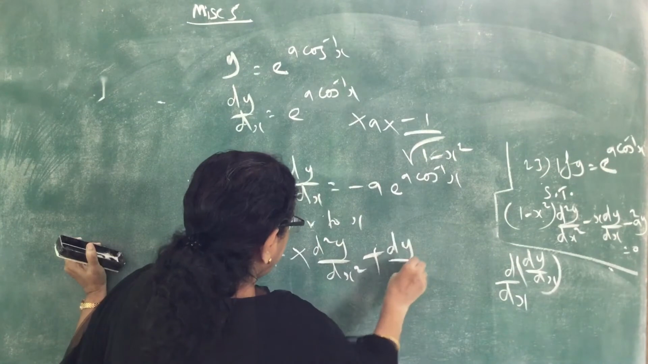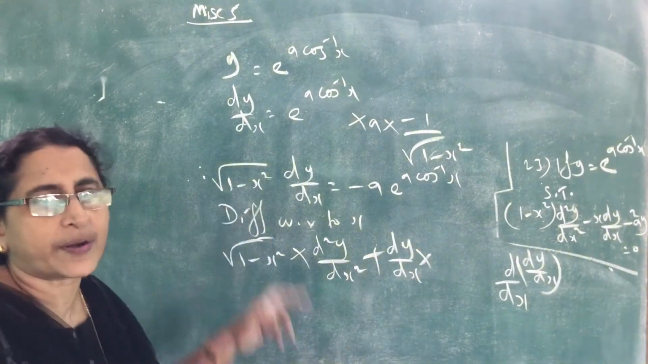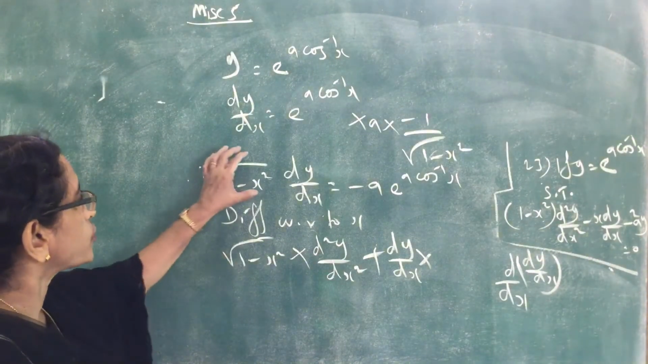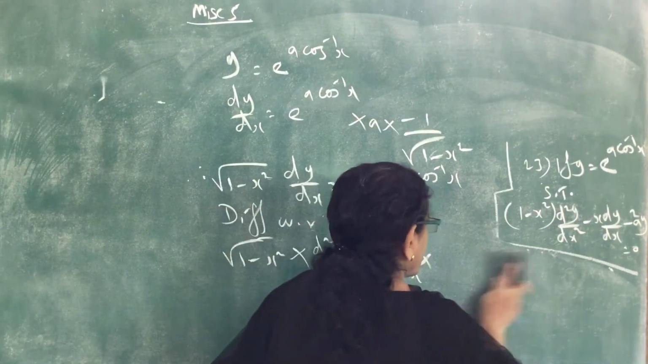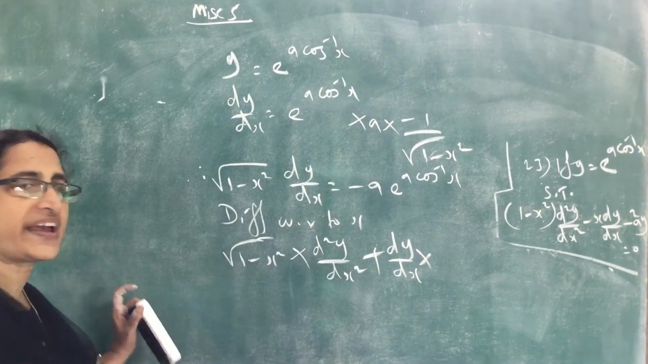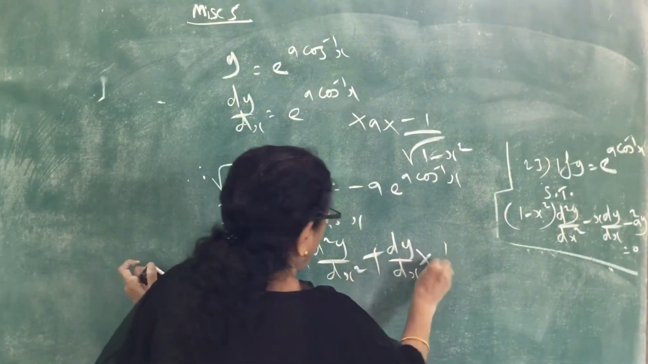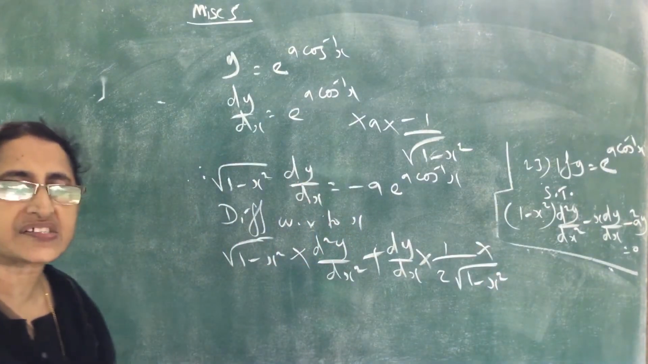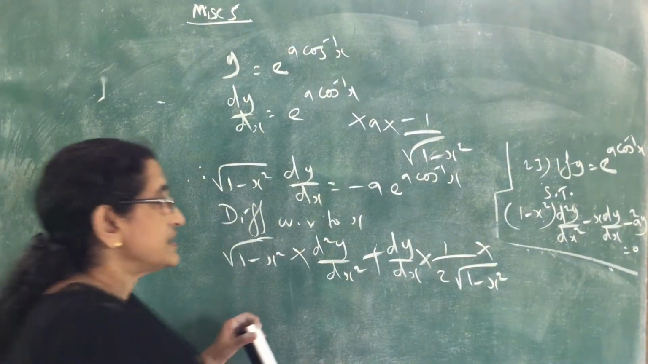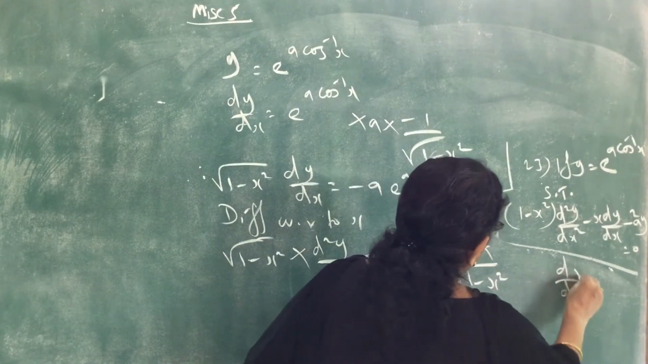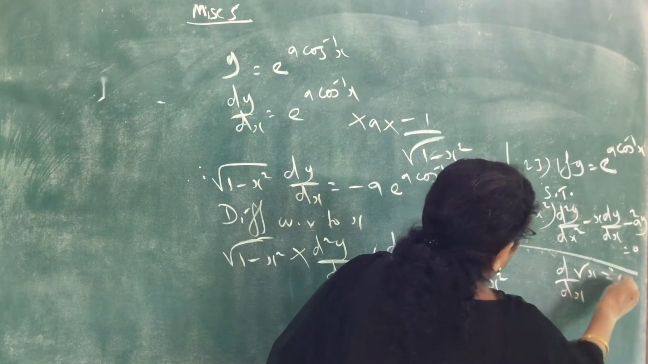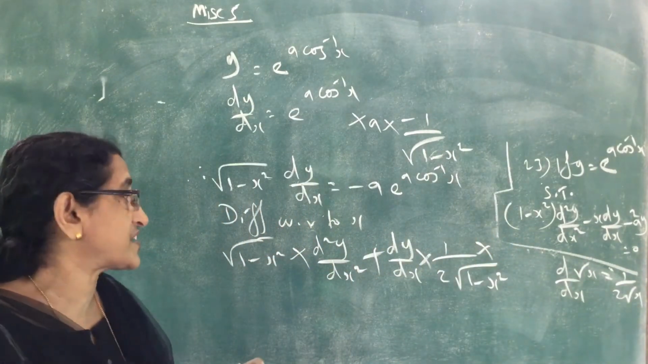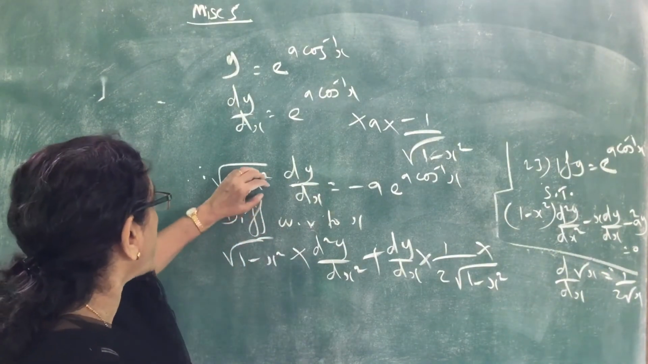So dy by dx into the derivative of root of 1 minus x square. What's the derivative of root x? 1 by 2 root x. So the derivative of root of 1 minus x square is 1 by 2 root of 1 minus x square into, what is in the place of x? We are using the derivative of root x, that is 1 by 2 root x, but in the place of x here, what is there? 1 minus x square.